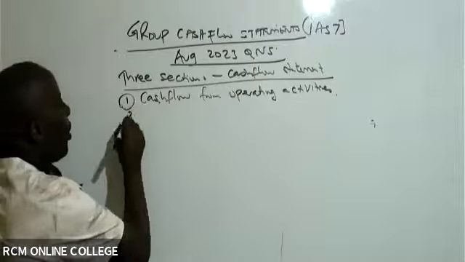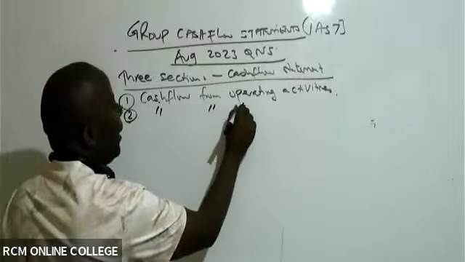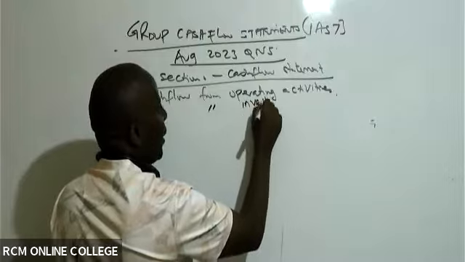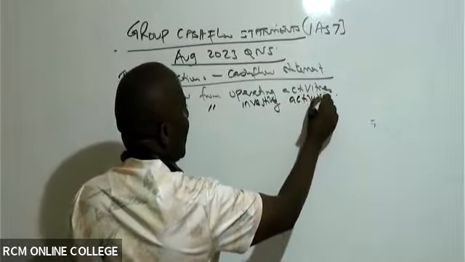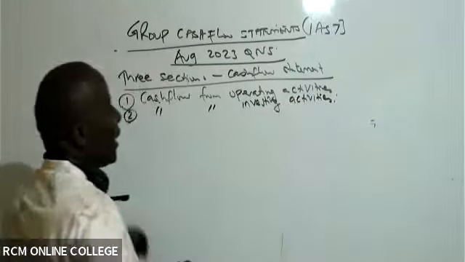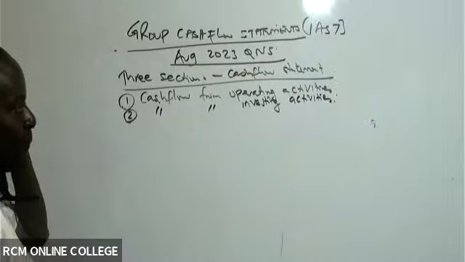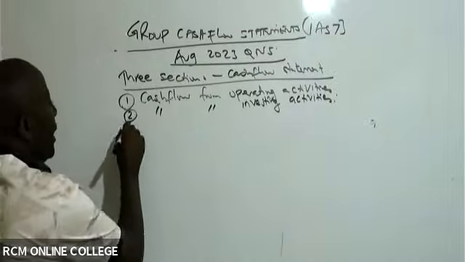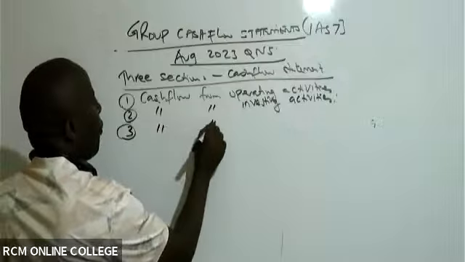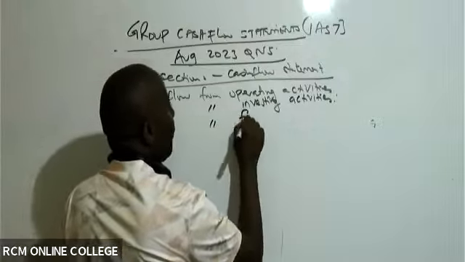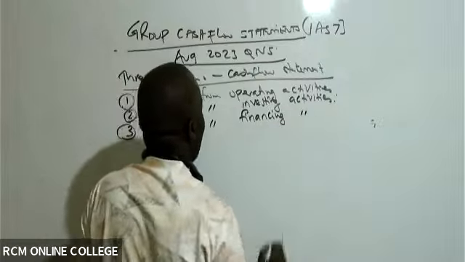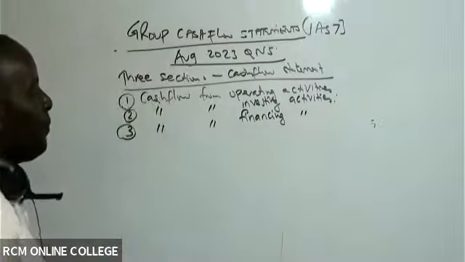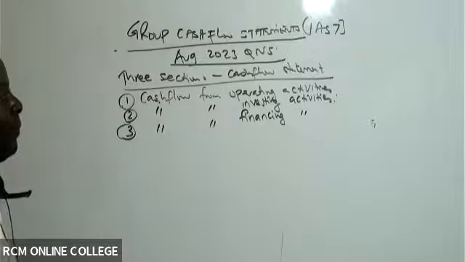Then number 2, we shall have cash flow from investing activities, very, very important. And then number 3, lastly, we have cash flow from financing activities. Very, very important.